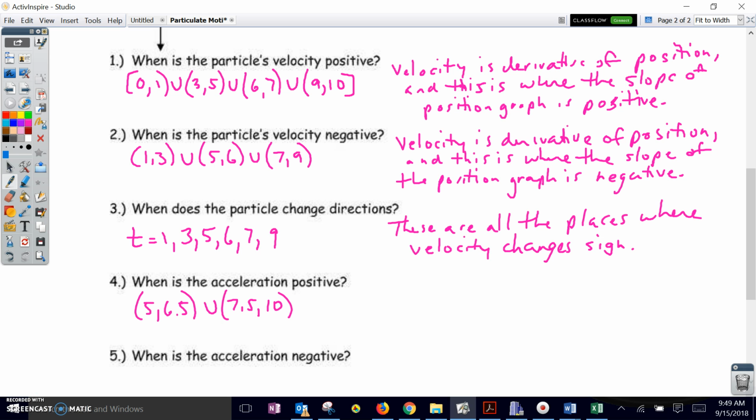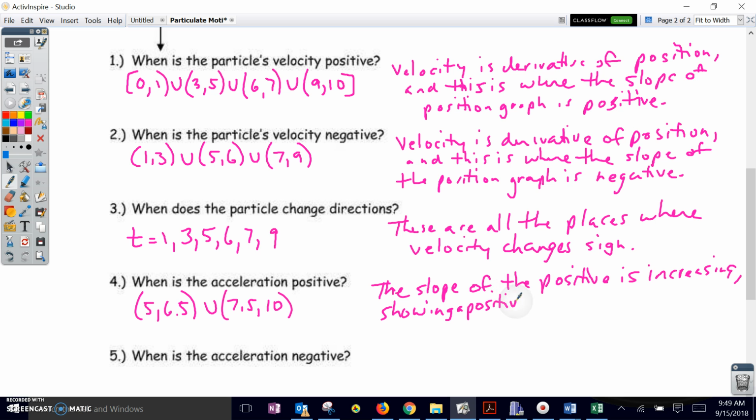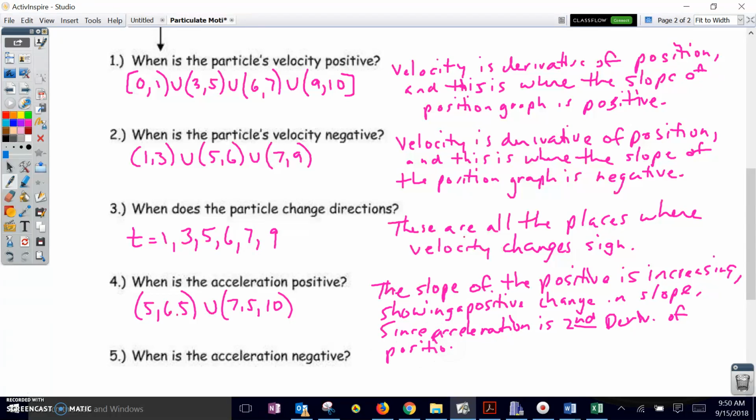And to describe this, the slope of the position graph is increasing, showing a positive change in slope, since acceleration is the second derivative of position. It is represented by the change in slope.